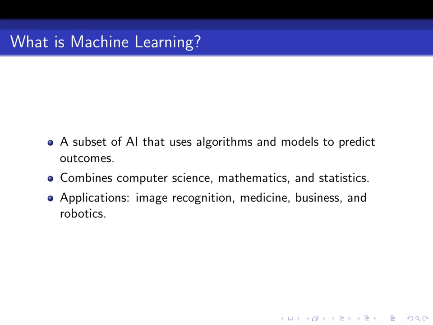Machine learning is a subset of artificial intelligence that predicts outcomes from data. It combines computer science, mathematics, and statistics to identify patterns. Applications range from image recognition to robotics and predictive analytics.